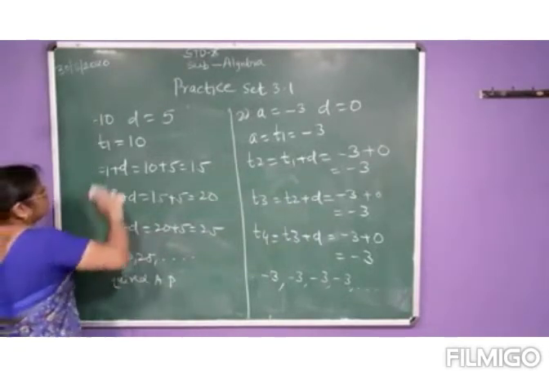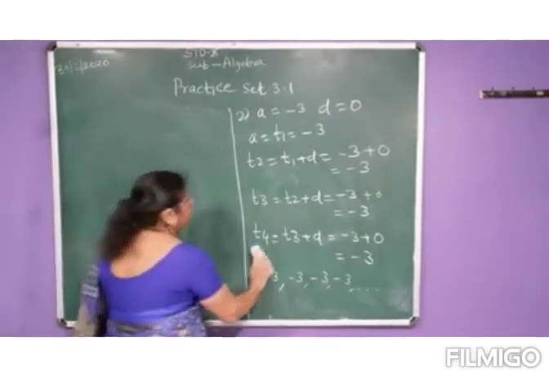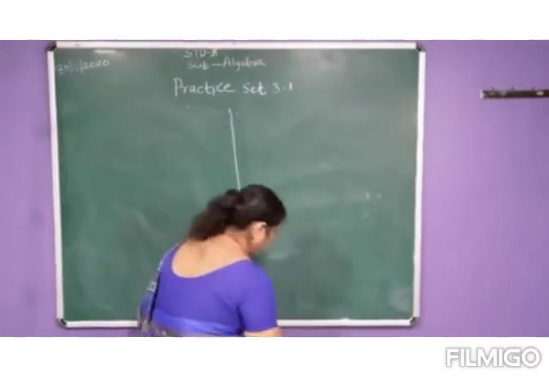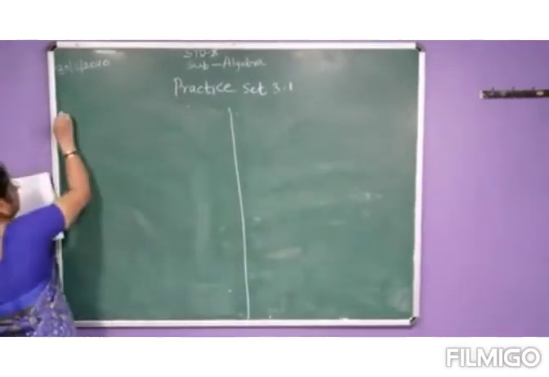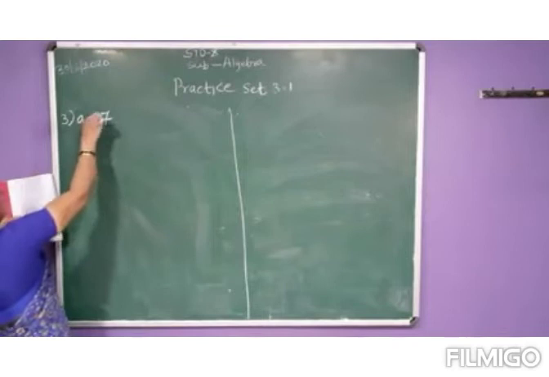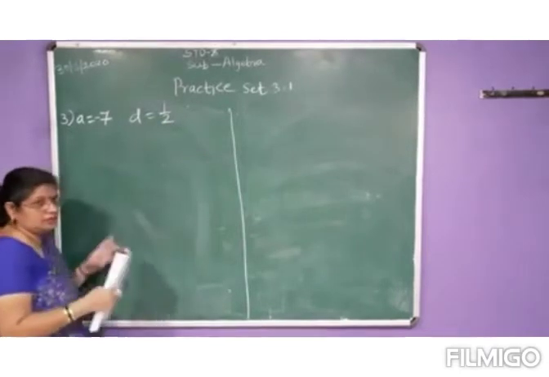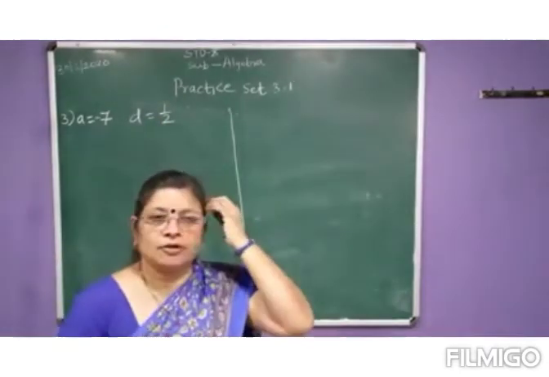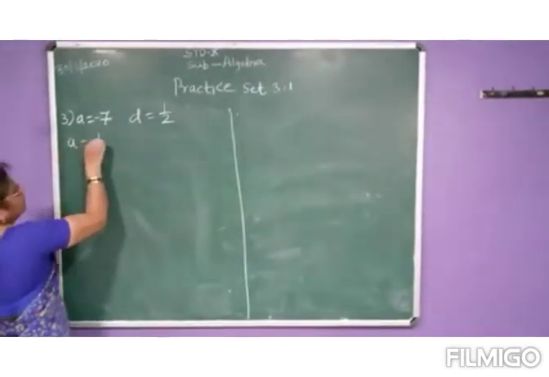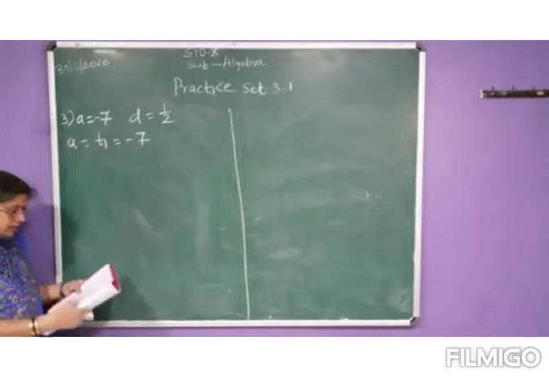Now we will go for the third one in this question. Now see the third one. The third one is A is equal to -7 and D is equal to half. Now see, when D is in the fraction, be careful when you are adding or subtracting whatever is there. Okay. Now see, A, T1 is your -7. Correct? And D is your half.